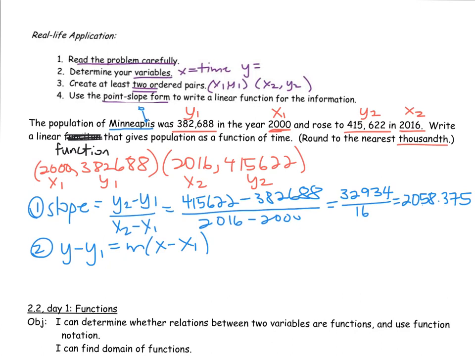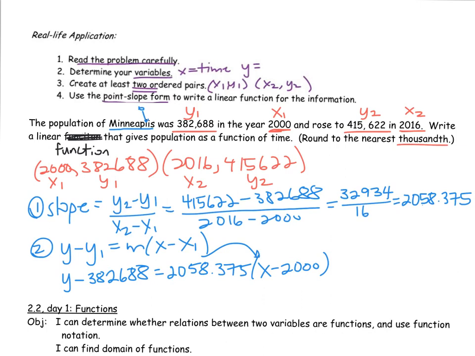We have our x1 and our y1. We'll have y minus y1, which is a whopping 382,688, equals m, which is our really big slope, 2,058.375, times x minus x1, which is 2,000. Go ahead and distribute the slope in, move the 382,688 over, and write your final equation. This will model the population as a linear function of time. Once you think you have it, press play and we'll be done.